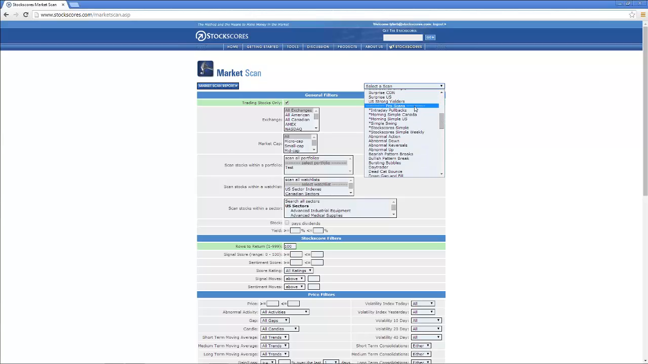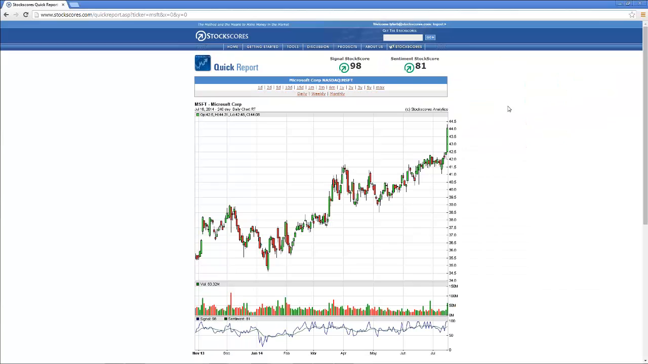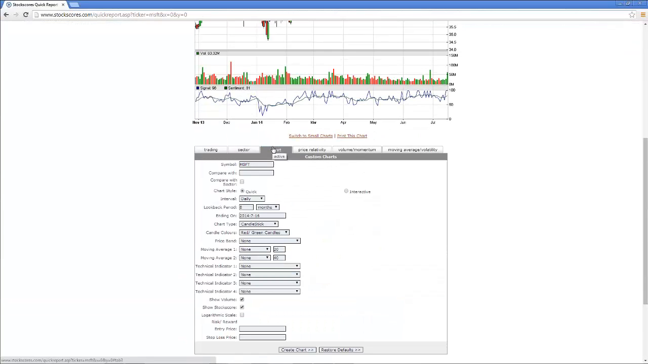If you're a Pro member of Stockscores, you can select the Stockscores Simple Weekly Strategy. I'm going to select that and apply it just to the Canadian market, and run the scan. Actually, before I do that, I need to set up my charts on a weekly time frame. So I'm just going to call up a chart of any old stock. All I did there was enter a symbol in the top right, called up Microsoft, and I'm going to change this chart to a weekly chart.